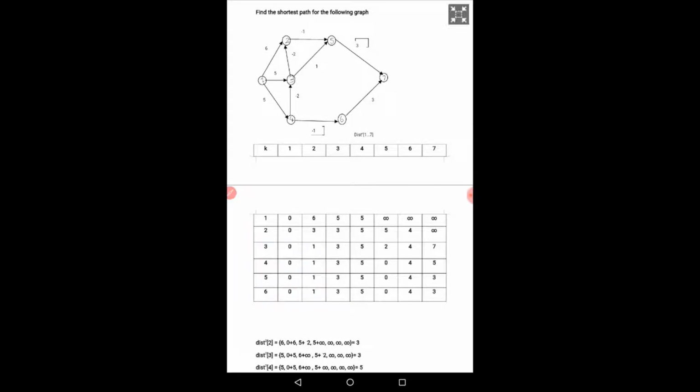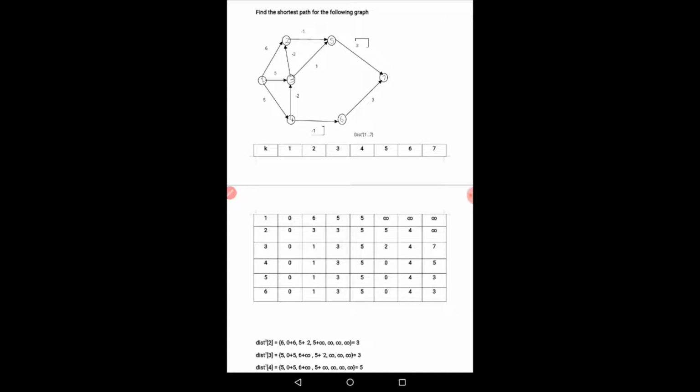For doing the problem, the first thing is we have to draw the table. In this graph 7 vertices are there, so it will have 7 columns, 1 to 7. With n vertices, there can be at most n minus 1 edges, so the k value will be 1 to n minus 1. For 7 vertices, n minus 1 is 6, so rows up to 6 will be there.